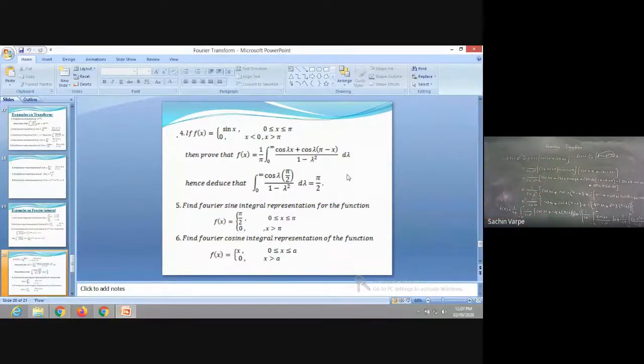Now what I'm trying to show you is that, see here, the variable of integration is lambda, and here also the variable of integration is lambda, and as it is minus infinity to infinity, a two-sided interval, and since we know sine function is odd, and integration of odd function in two-sided interval will be what? What is integration of odd function in two-sided interval?